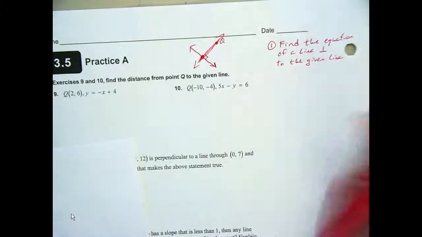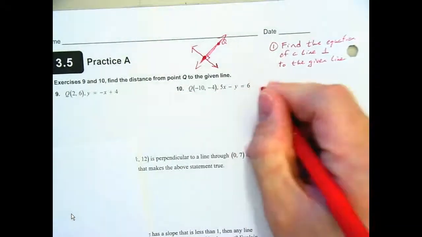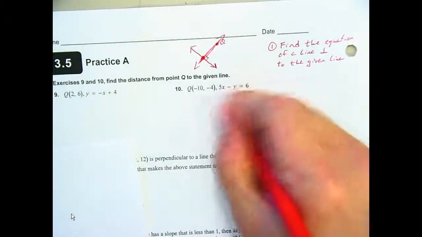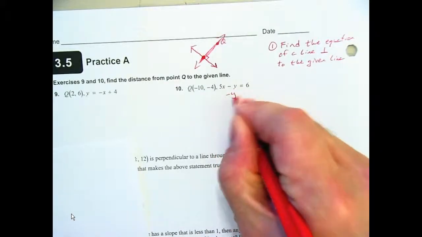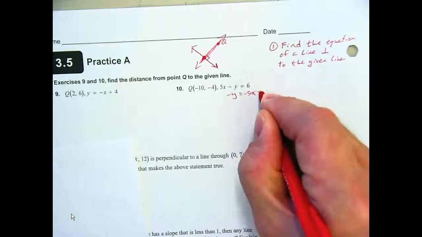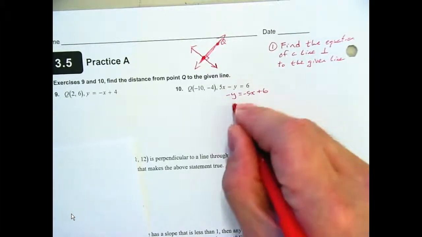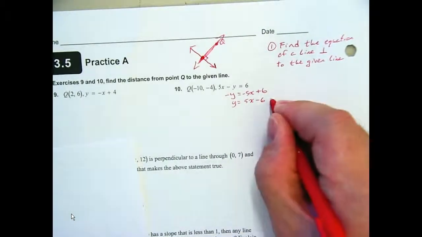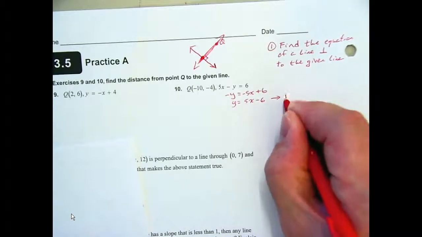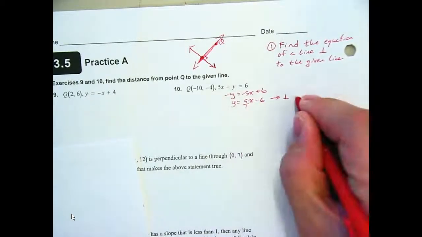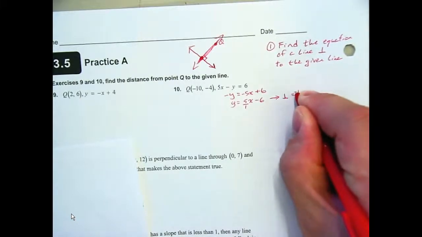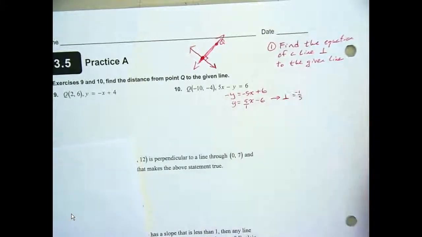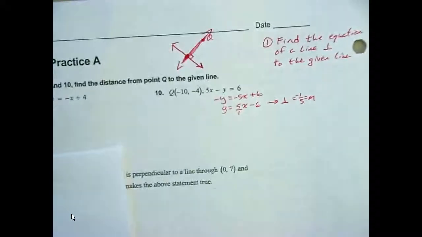Okay, so for the equation of a line, first we need to know the new slope, which would be helpful if we put this in slope-intercept form. So we get negative y equals negative 5x plus 6 divided by negative 1. So we get y equals 5x minus 6. So our perpendicular slope is going to be the reciprocal of that, and then we have to flip the sign. So our new slope is going to be negative 1/5. Okay, how many got that? All right. Any questions on how we got that?